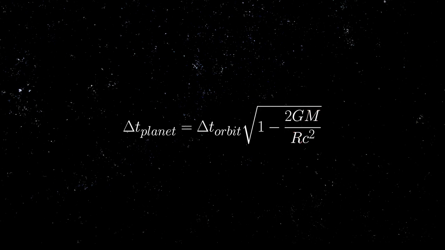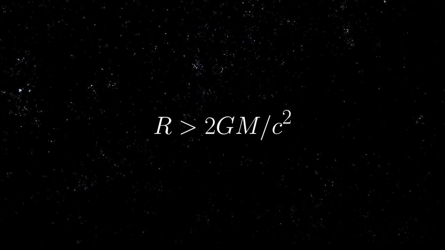The important thing in this formula is that the quantity inside the square root sign is smaller than 1. So the amount of time that passes when you're in a gravitational well is smaller than if you're out in space far from the gravitating object. Note that this formula doesn't make sense if the ratio of the mass to radius gets too large. This formula only makes sense if r is larger than 2GM divided by c squared.